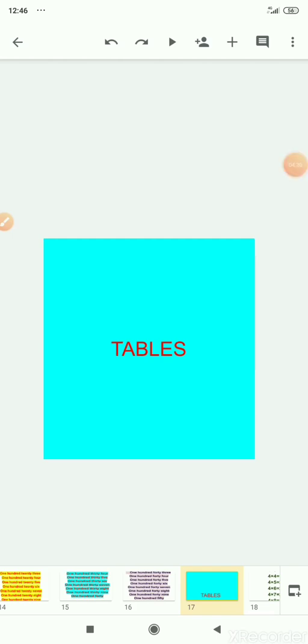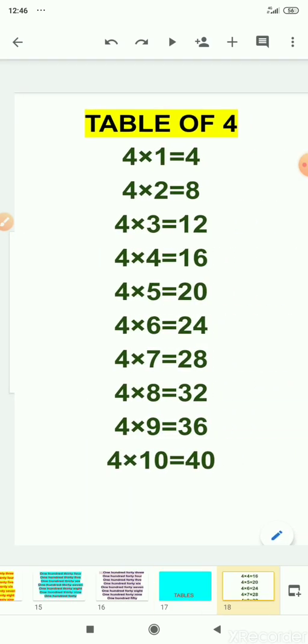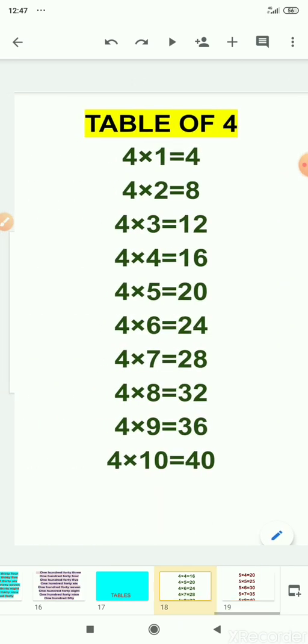Now our next topic is tables. We have done tables of 2 and 3 already. Now our next tables are the table of 4 and the table of 5. Let's start.